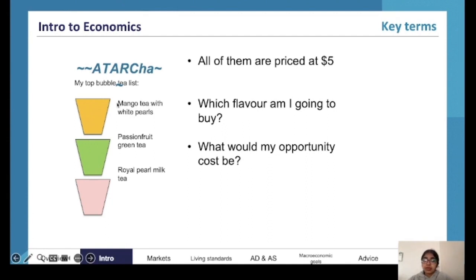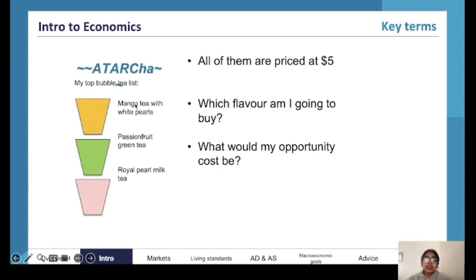Well, I value this tea at $10, but my next best tea is the royal pearl milk. So the pearl milk tea I value at $5. So the opportunity cost if I buy the mango tea is the $5 of the royal pearl milk tea. But if I decide to buy the passion fruit green tea, the one I least value, so I don't value this at all, then my opportunity cost is actually $10, which I value for mango tea. So that's the value I assign for the mango tea.